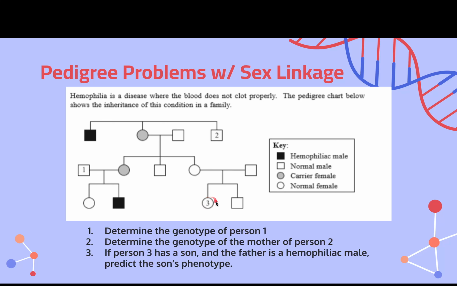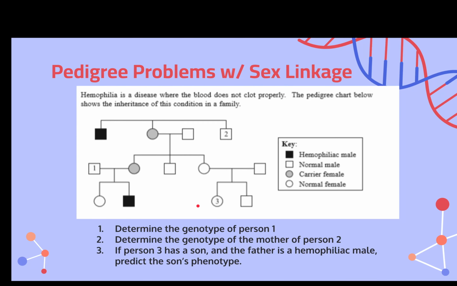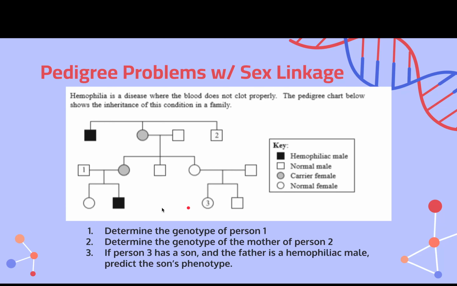Now, since she's a normal female and the dad is a hemophiliac male, the hemophiliac male will only transfer down the Y chromosome, and the normal female will pass down the X capital H chromosome. She has both of those, which means that no matter what the genetic variation, she will always pass down the normal chromosome. So the son's phenotype will be non-hemophiliac, he will not have hemophilia.